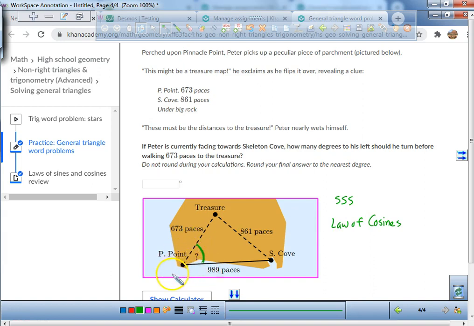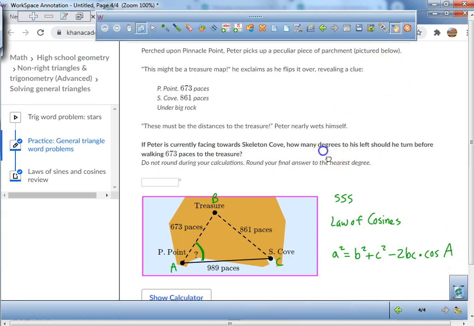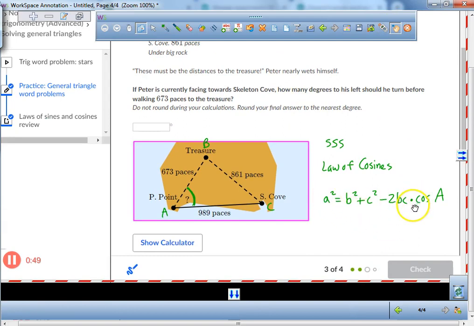Now, if you would please, call that A, call that B, call that C. A, B, C. So we're going to be using this formula right here. Put a squared equals b squared plus c squared minus 2bc times the cosine of capital A. All right, so you already should have this in your journal, but right now I labeled it A, B, and C. So right now we are going to be plugging things in.